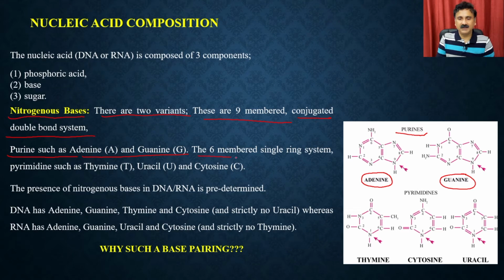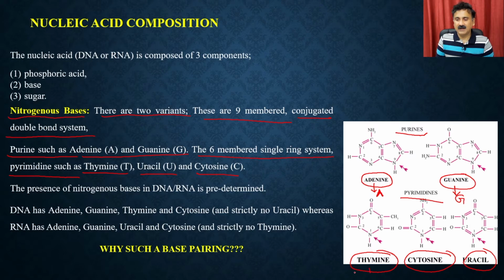Similarly, you have the 6-membered single ring system pyrimidines, such as thymine, uracil, and cytosine. So this is the 6-membered, single ring structure. These are the double ring structures, the purines, and these are the pyrimidines. You have thymine, cytosine, and uracil. Remember that adenine is written as A, guanine is written as G, thymine is written as T, cytosine is written as C, and uracil is written as U.